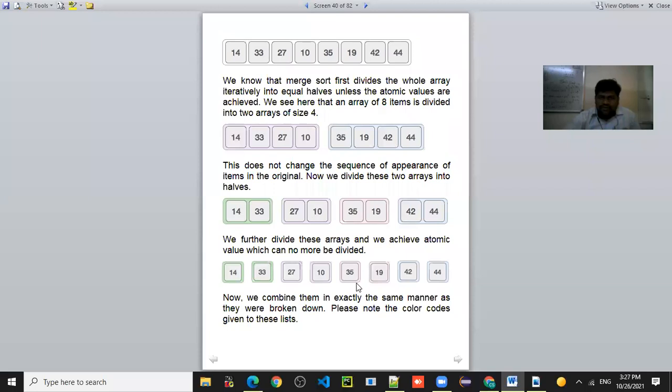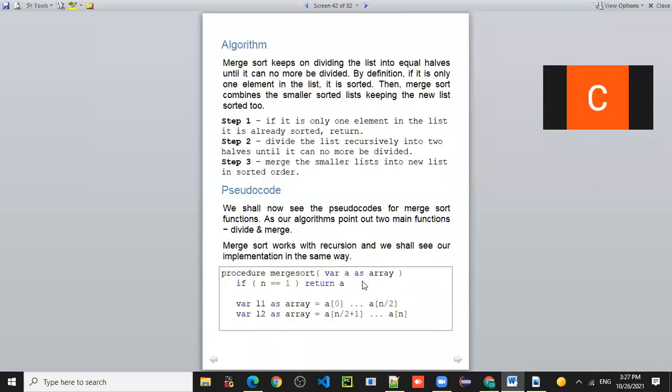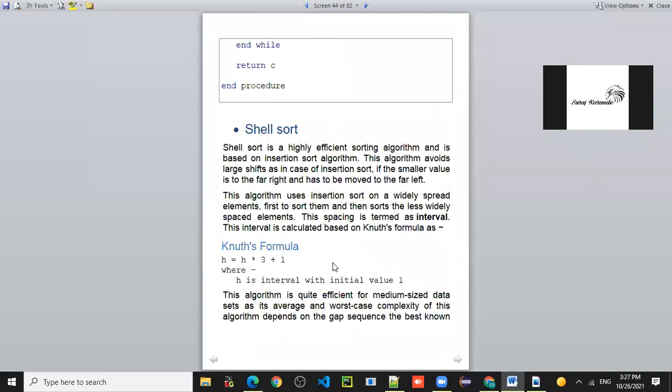Now all of you have understood the theoretical concept of merge sort. Is there any doubt up to this? Okay. The programming part we will discuss at the time of the practical session. Now the next algorithm is shell sort.